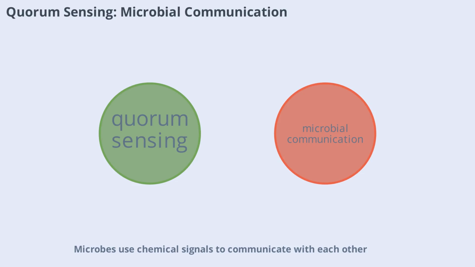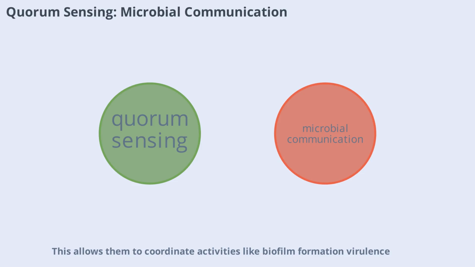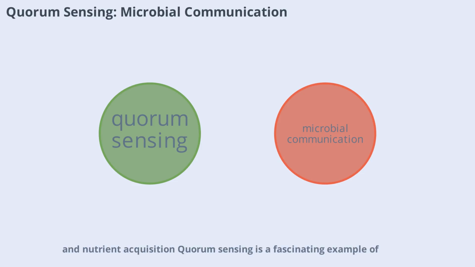Microbes use chemical signals to communicate with each other, a process known as quorum sensing. This allows them to coordinate activities like biofilm formation, virulence, and nutrient acquisition. Quorum sensing is a fascinating example of how even single-celled organisms can behave collectively, adapting to changing conditions.